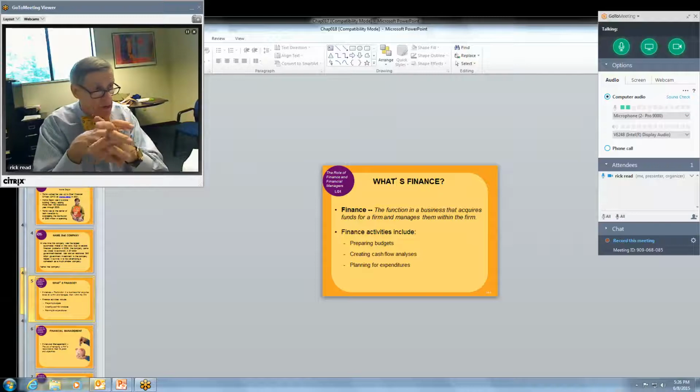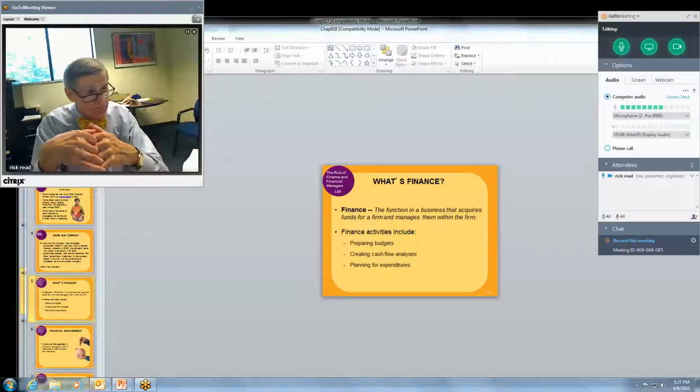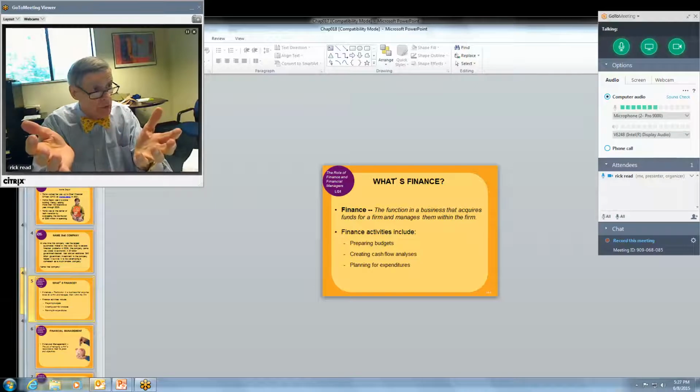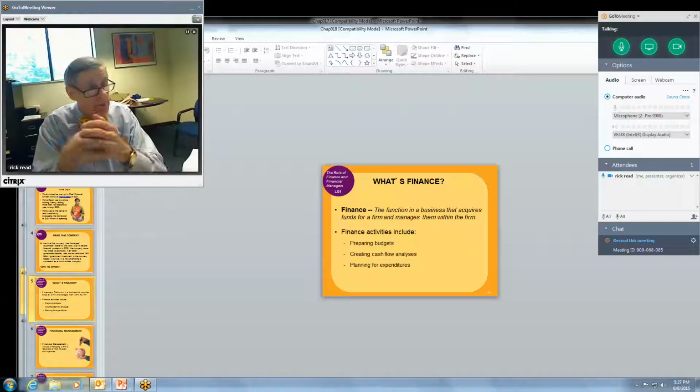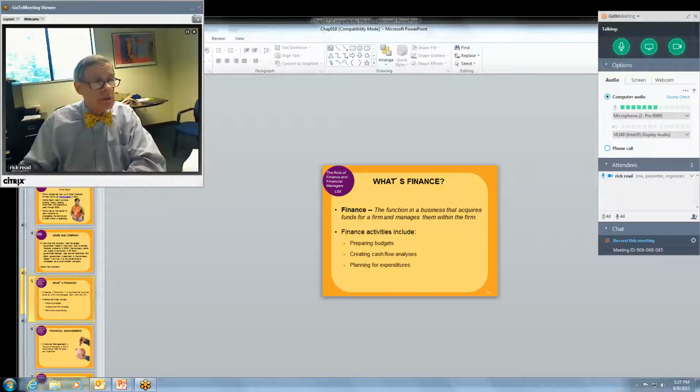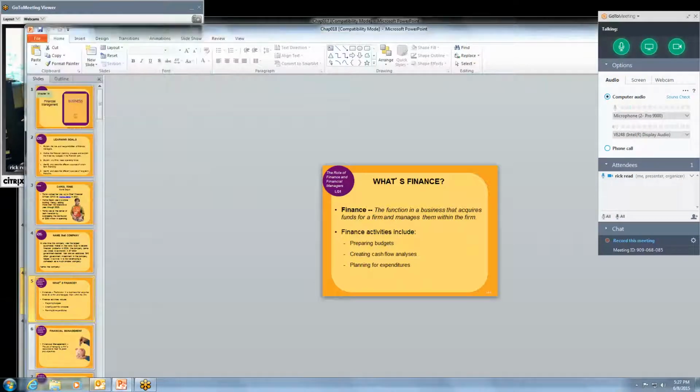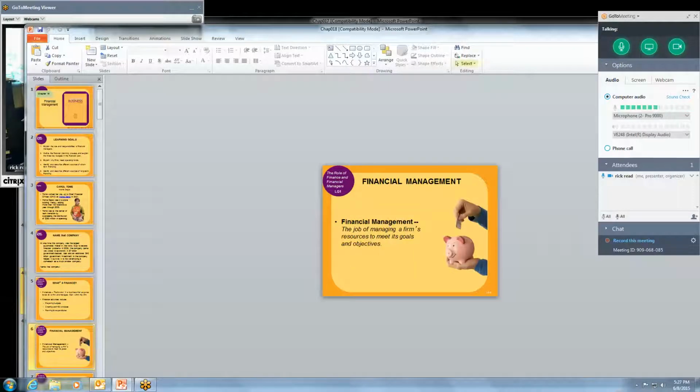But they're in charge of preparing budgets. Now, they do that based upon input from the corporate governance people, although the CFO probably is part of that. Doing the cash flow analysis and then planning for expenditures. They do other things besides this, but these are the 3 big things that we think about. So, all right, that's what they do.